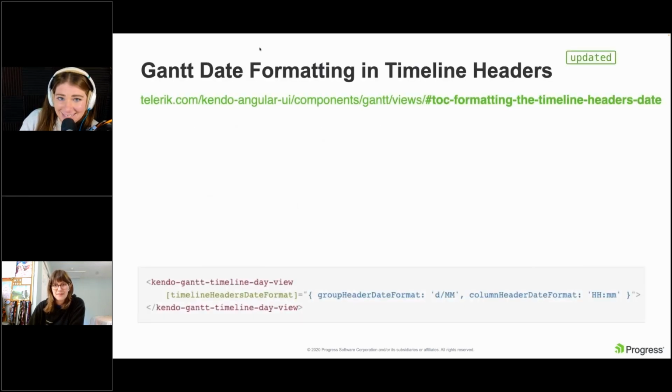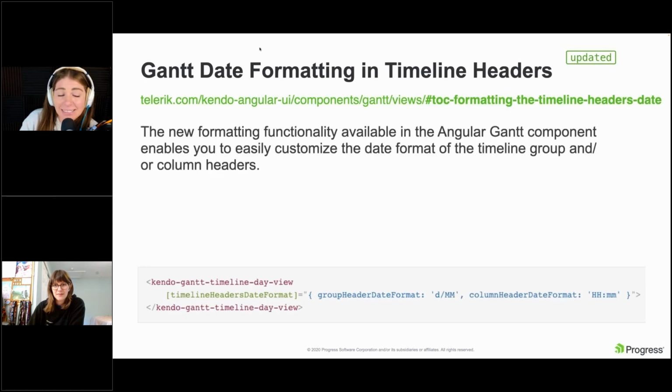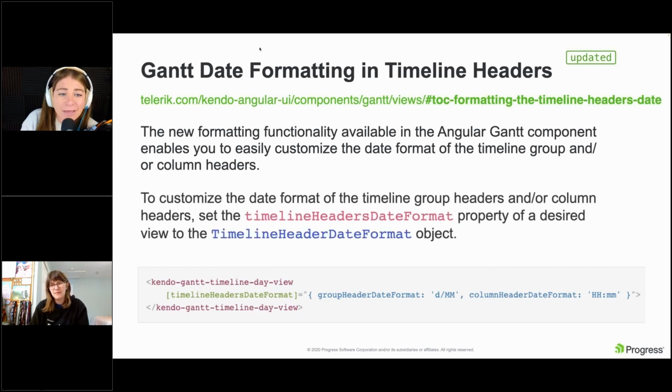The Gantt now has date formatting in the timeline headers. And I do apologize for that URL. It's a hefty one, but underneath Gantt views, you can then find formatting the timeline headers. The new formatting functionality available in the Gantt component enables you to easily customize the date format on the timeline group and or column headers.